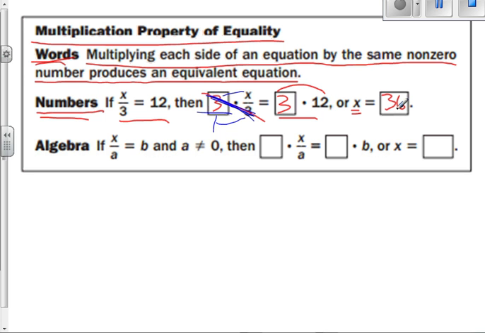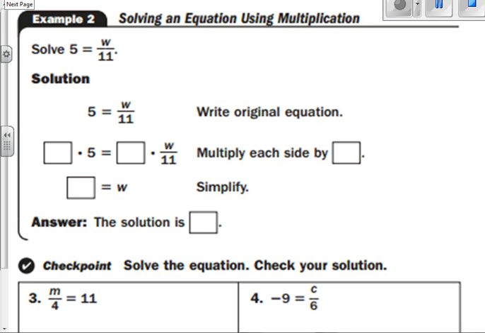If you look at it algebraically, we have x divided by a is equal to b, and a does not equal 0. Then you are going to multiply both sides by a. The a's on the left will cancel each other. They'll equal 1. 1 times x is just x. And then on the right-hand side, you have a times b, or in simpler terms, just ab. Okay? So let's go work a problem, and then you have a couple to work on, I believe.